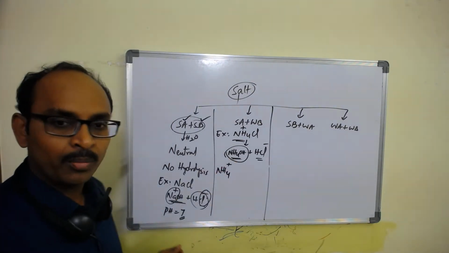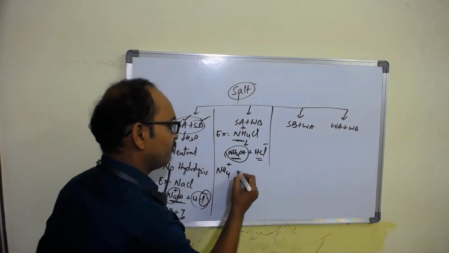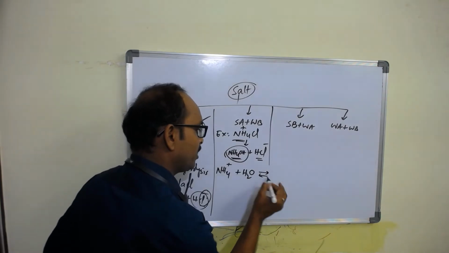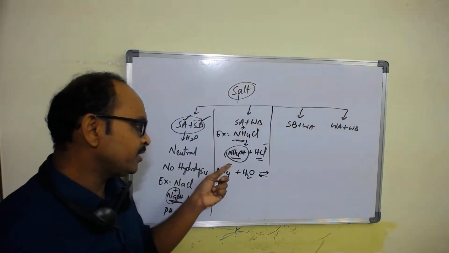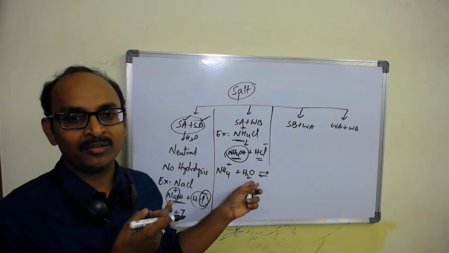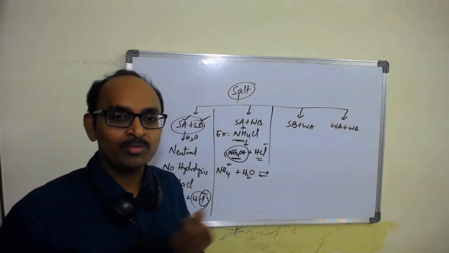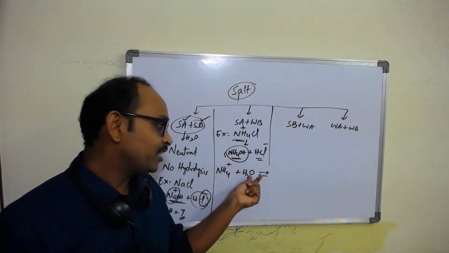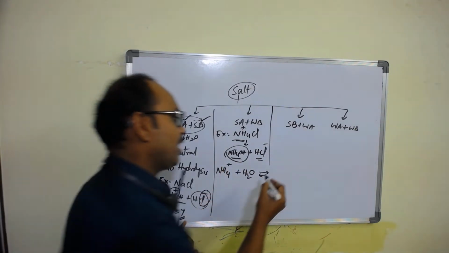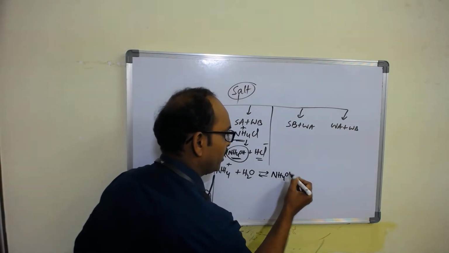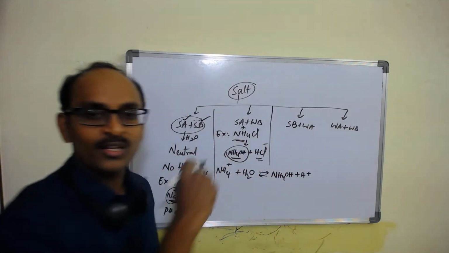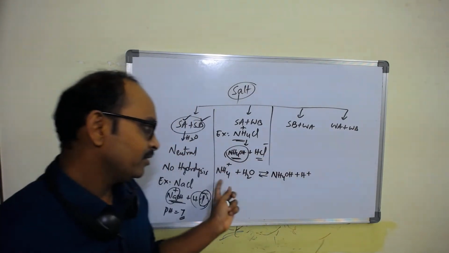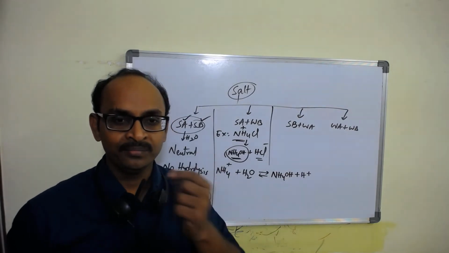Like this, NH4 plus when undergoing reaction with water, what will happen? This NH4 plus, because it is the cation, it will take the anionic part of the water. What is the anionic part of the water? OH minus. So water can be taken as H plus and OH minus. So it will take the OH minus from water, forming ammonium hydroxide and leaving H plus into the solution. That is the reason why the aqueous solution will become acidic in nature.